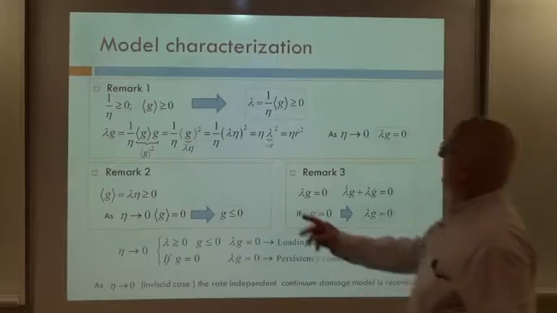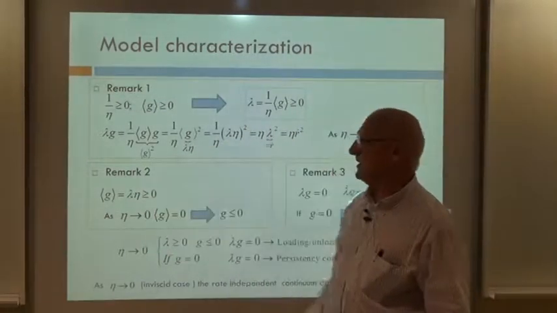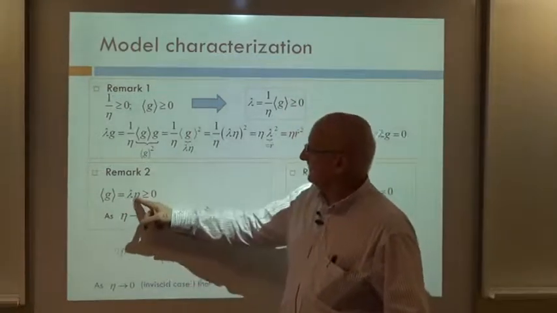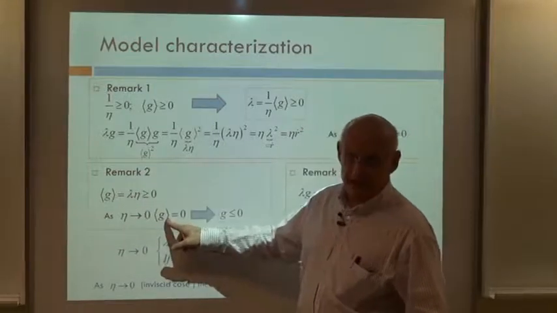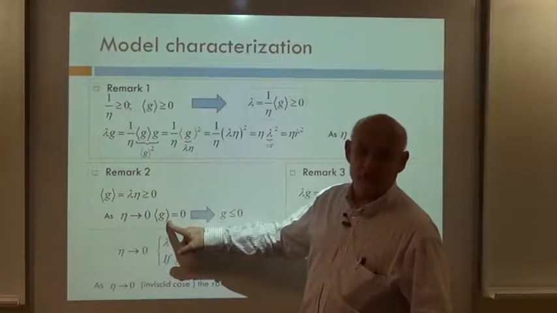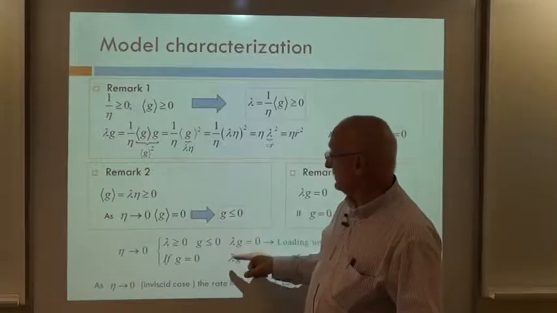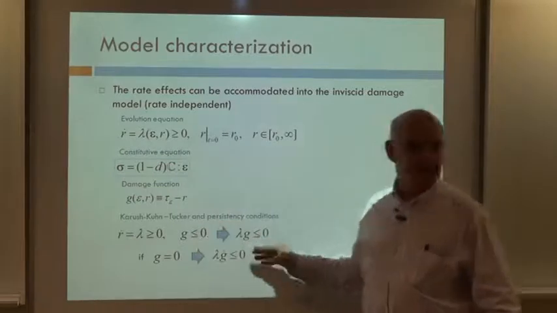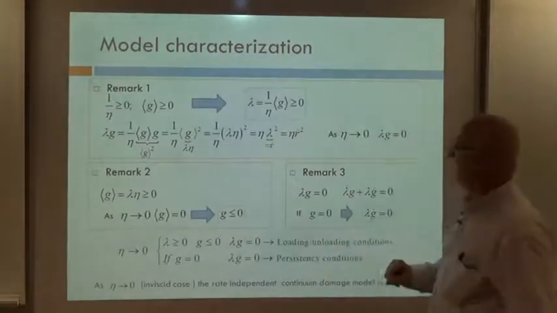So again, the Macaulay bracket of G is lambda eta, which is greater than 0. So as eta tends to 0, this term becomes 0. So the Macaulay bracket of G is equal to 0. What does that mean for G? A function whose Macaulay bracket is 0 means that G is smaller or equal than 0, which is that one. That one. So we have obtained this, that, and that. Okay? Let's go ahead.